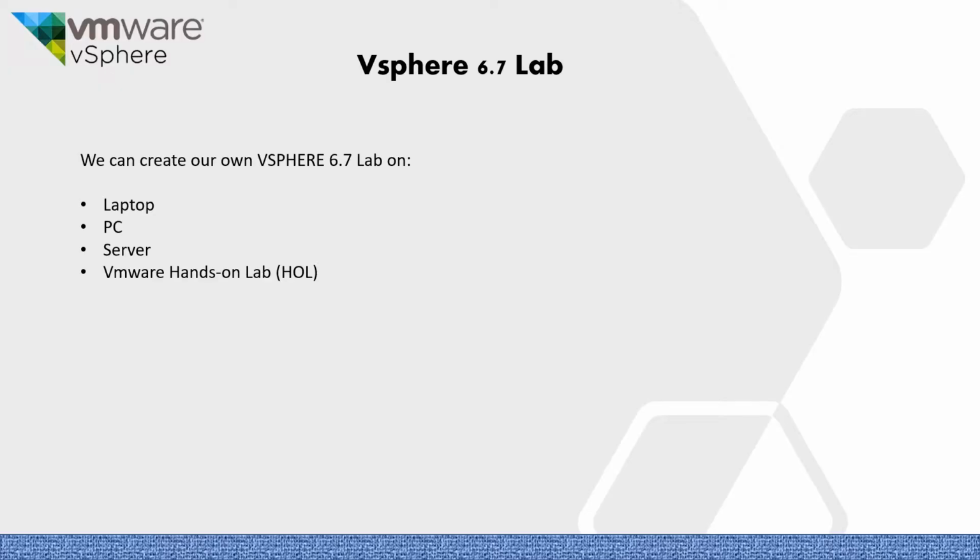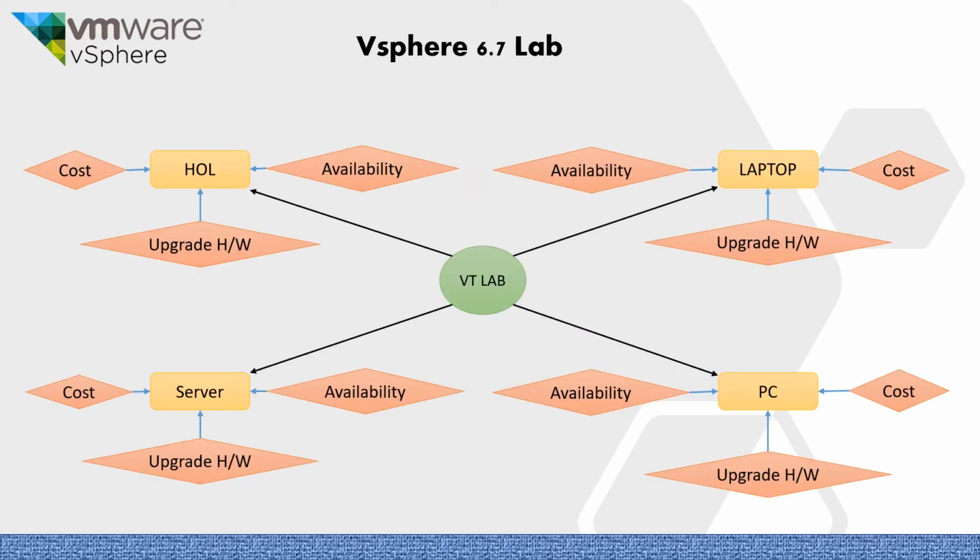So for building a vSphere 6.7 lab, we can create our own lab on the following: the laptop which you are using, the PC, the physical boxes, or we can say the servers, or the VMware Hands-on Lab, which is also known as HOL. Let's look at a few benefits and disadvantages while working on the VMware lab on multiple technologies like server, PC, laptop, or hands-on labs.